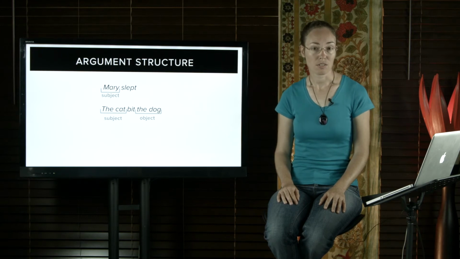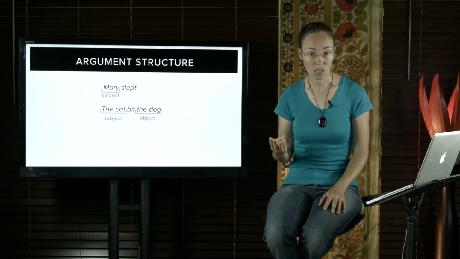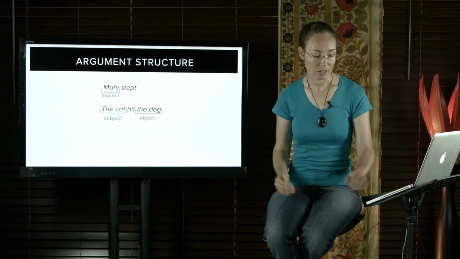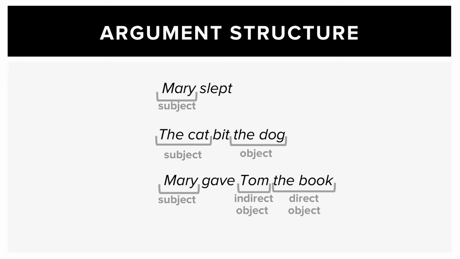In a ditransitive sentence where the verb needs three arguments, like Mary gave Tom the book, one of the arguments, in this case Mary, is the subject. The other two, Tom and the book, are both kinds of objects. Tom is an indirect object and the book is a direct object because it is having the verb gave done to it directly.